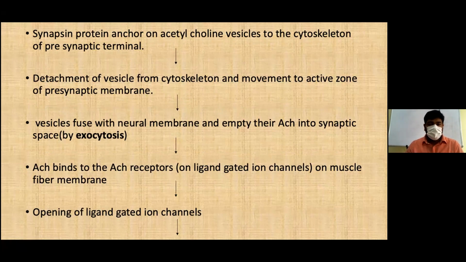The acetylcholine in the synaptic space binds to the acetylcholine receptors on ligand-gated ion channels, which are present on the muscle fiber membrane. This attachment causes opening of ligand-gated ion channels.